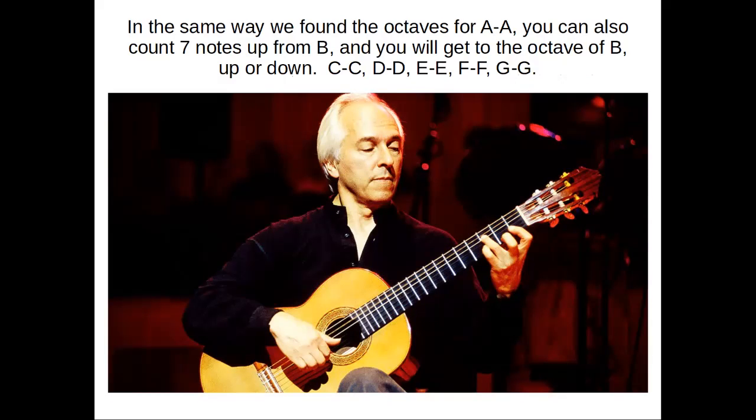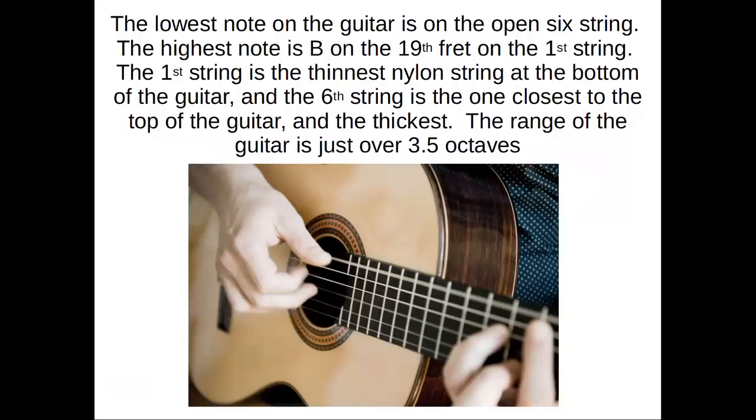In the same way, we find the octaves for A to A. You can also count 7 notes up from B, and you will get to the octave of B, 1 octave up or 1 octave down. C to C, D to D, E to E, F to F, G to G.